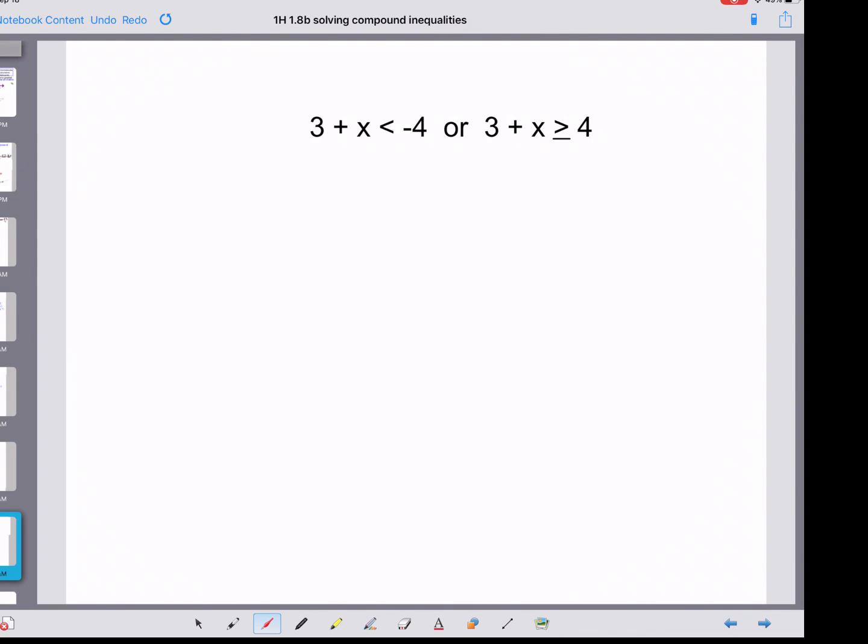So here we go. Let's get x alone here. No coefficient that I need to worry about. I do have a constant to get rid of, so subtract 3. That's going to be 0. Leaves me with x is less than negative 7. That one's done. Or, same thing here, trying to get x alone, so I subtract 3 to get rid of the constant. x is greater than or equal to 4 minus 3, which is actually 1.